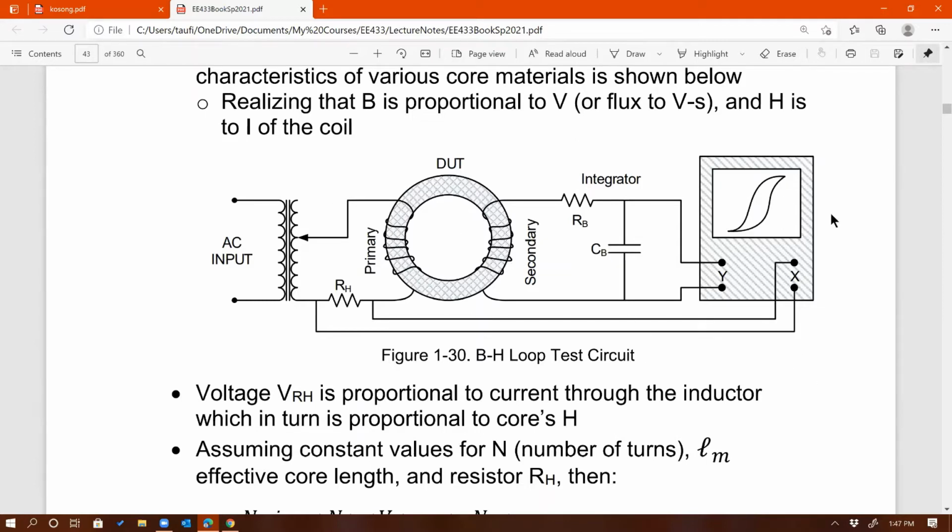We can have a scope, right? And a scope only measures, at least the standard one, voltage. Standard scope only measures voltage. And so we're going to have to translate current into voltage. Remember, B is proportional to voltage, so that's no problem, right? But then H is proportional to current.